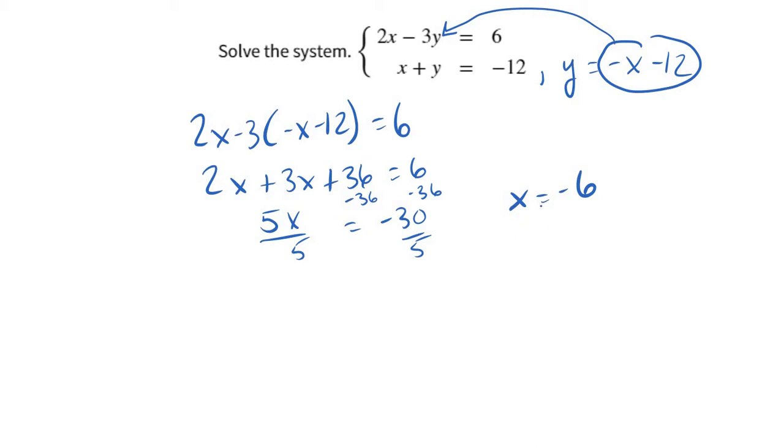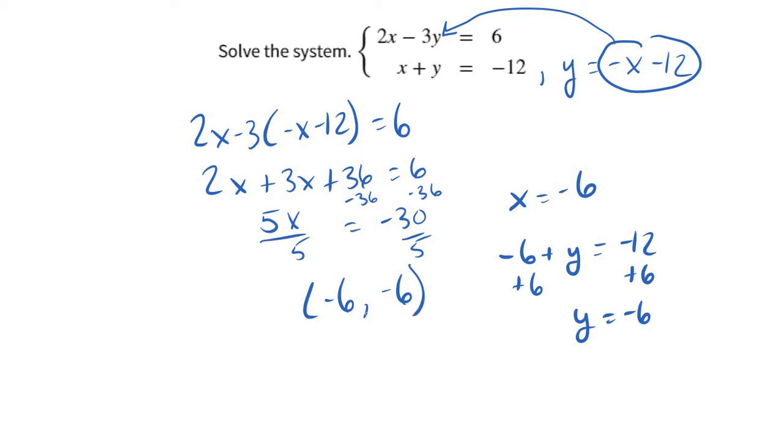Now we're not done. I need to figure out what y is, don't I? So now I can plug this into either equation. I go to this second one because it's simpler. So negative 6 plus y equals negative 12. Let's add that 6 over. So y equals negative 6 as well. So in this case, it looks like my solution is negative 6, negative 6. And if we check it real quick, negative 6 minus 6, negative 12. Hey, that works. 2 times negative 6, negative 12, plus 18 equals 6. Hey, that works. And there we go.